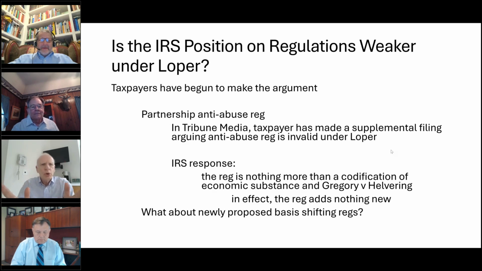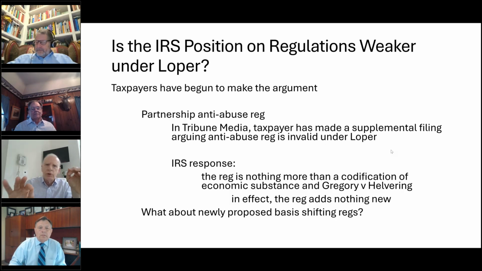So it shows you the point that I'm making, that the IRS has a weakened hand. And here you see it in operation. This is the best they could muster. Now, maybe over time, they'll think of something else, something I haven't thought of, they haven't thought of, but I think Loper is powerful.